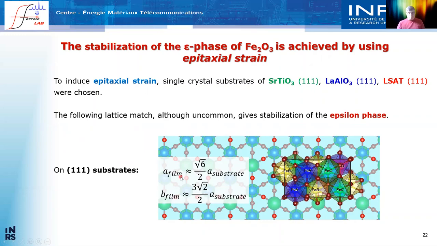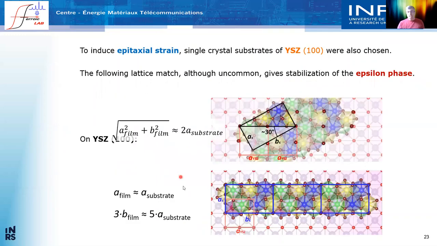And an even more complex epitaxial relationship on YSZ 100, where we were the first group in the world to be able to go on YSZ 100. And why is it good? It's useful because YSZ 100 can be grown on silicon. So basically we can grow this epsilon ferrite phase on YSZ on silicon. But as you see, we have a very complex epitaxial relationship.